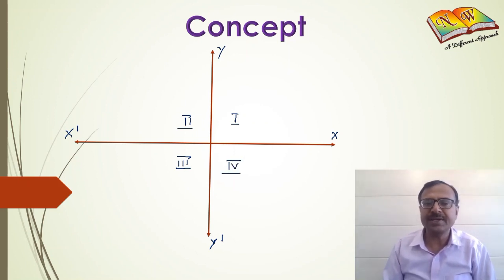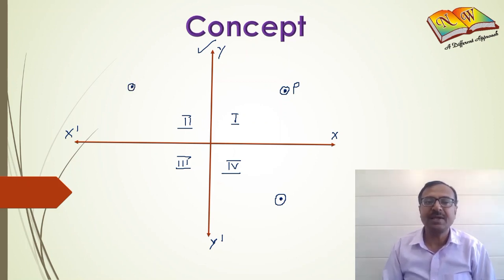Whenever you consider any axis as a mirror and a point, suppose it lies in the first quadrant here, say point P. If you consider the x-axis as the mirror, the point P will have its mirror image here in the fourth quadrant. Likewise, if you consider the y-axis as the mirror, then point P will have its mirror image here in the second quadrant.